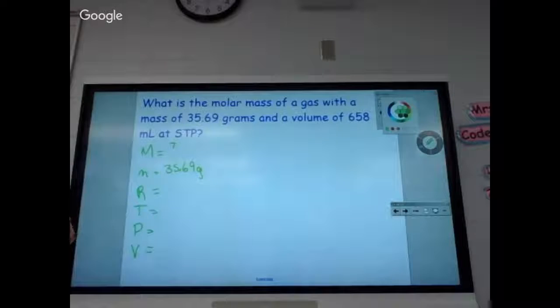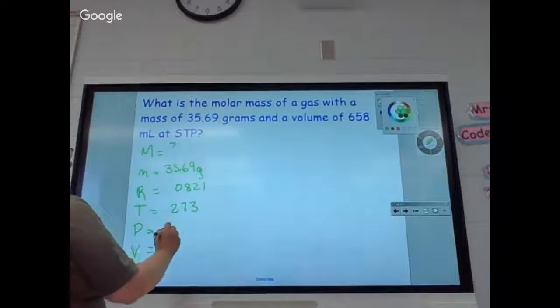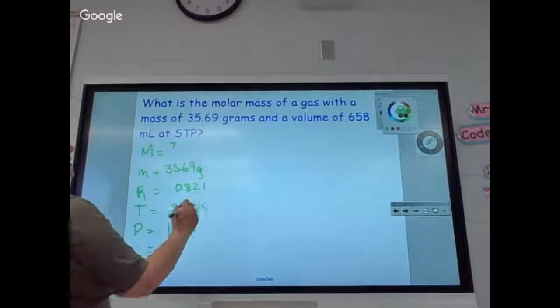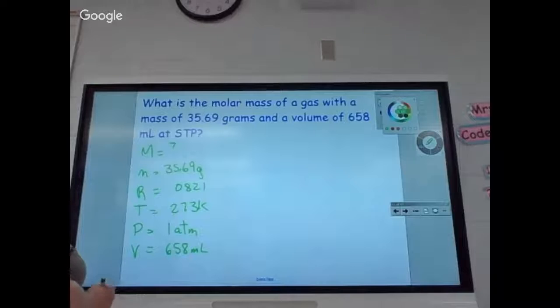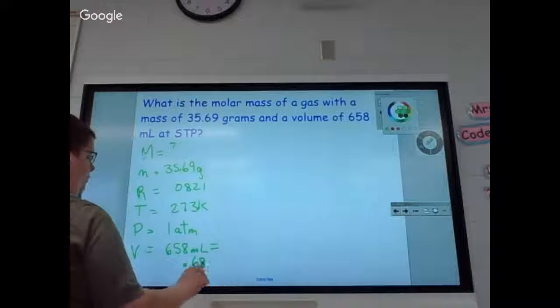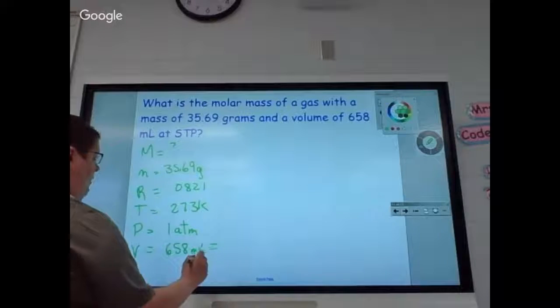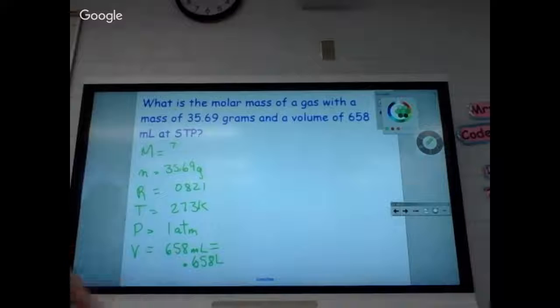In this formula, m stands for mass, which is in grams. Are we changing anything in this formula? No, it's in grams. We leave it be. R is 0.0821. Temperature is 273. Pressure is 1 atm. And volume is in milliliters. Is that unit okay? That's the only unit that's not what we need it to be in. So that has to be changed by dividing by 1,000, and we get 0.658 liters. So we only had one unit we had to change out of the whole problem.